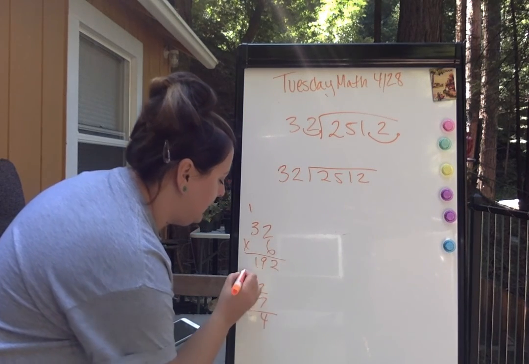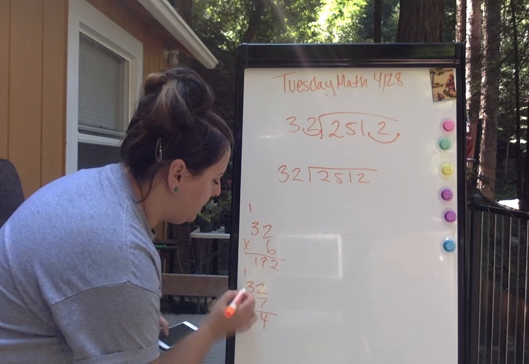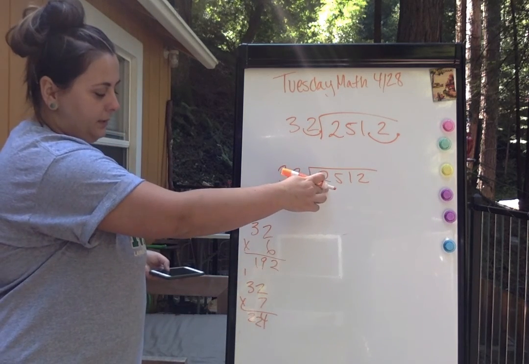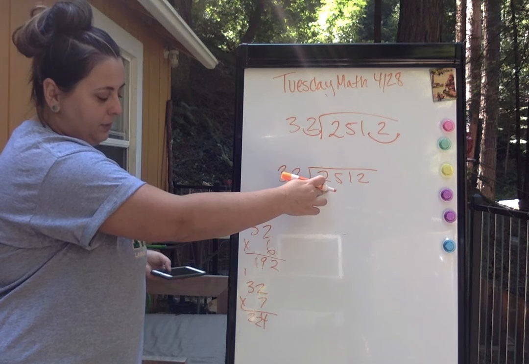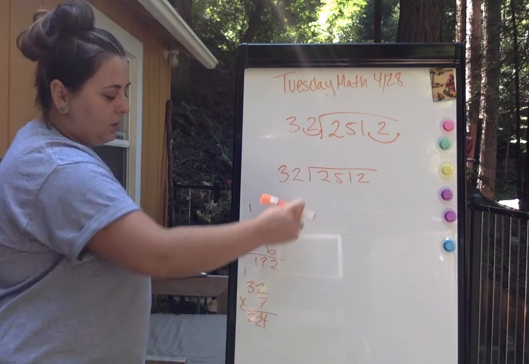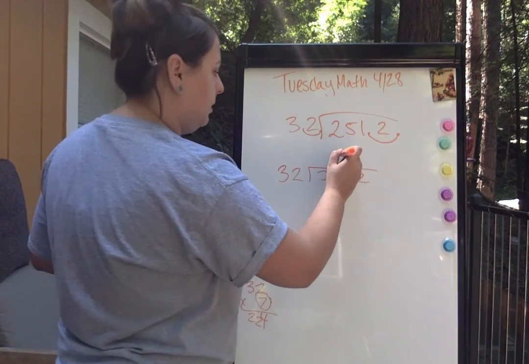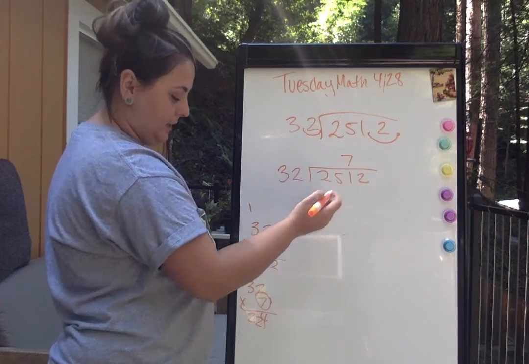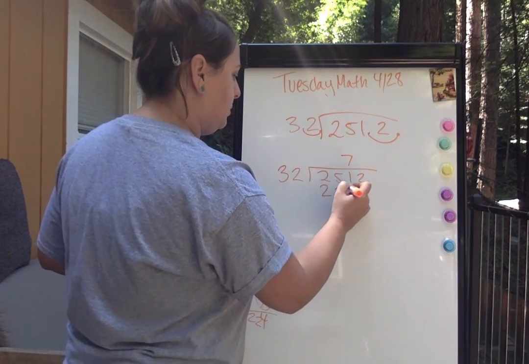Which is going to give me 14. 7 times 3 is 21, 22. Ooh, so that got me much closer. Okay, and I know that I'm not going to be able to pull another 32 out of that. So 7, remember, put it over the last digit of what you're going into. It's going to be 2, 2, 4.